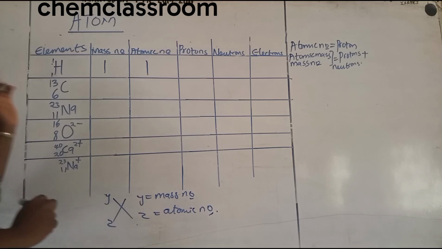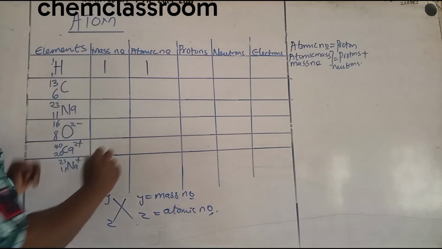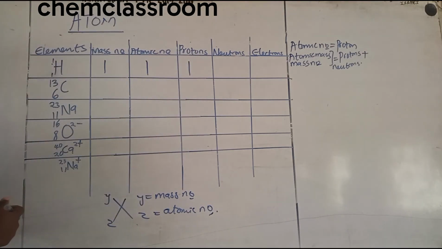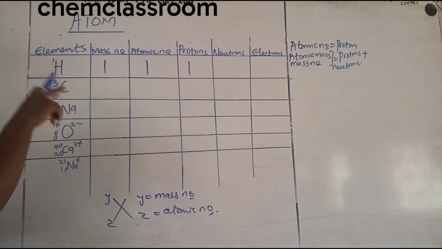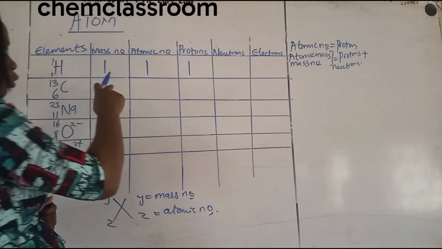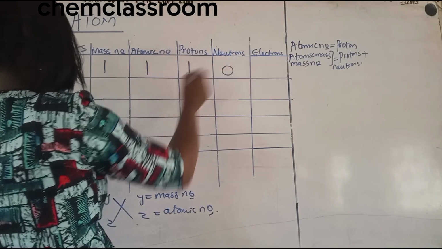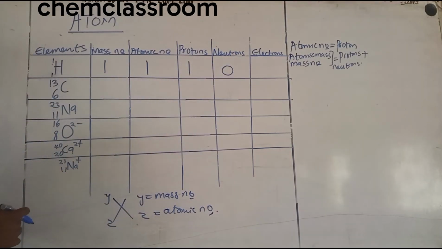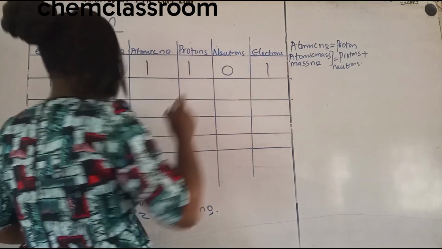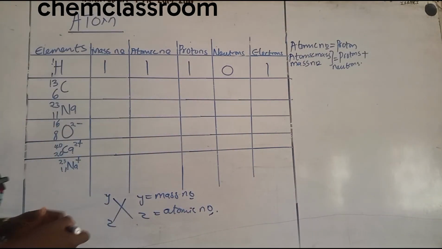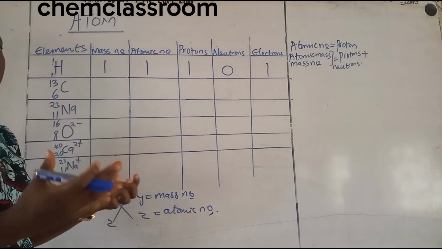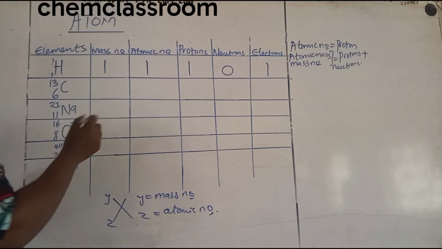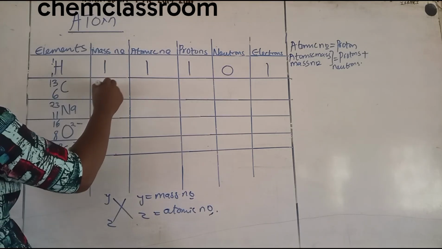Then the protons here, since the atomic number is 1, is also 1. Then the neutrons, there are no neutrons here because your neutrons will be the atomic mass minus what? The number of the protons. So my neutrons here is what? 0. Then my electron will also be 1. Most times your protons and your electrons have the same number except when there is a charge.